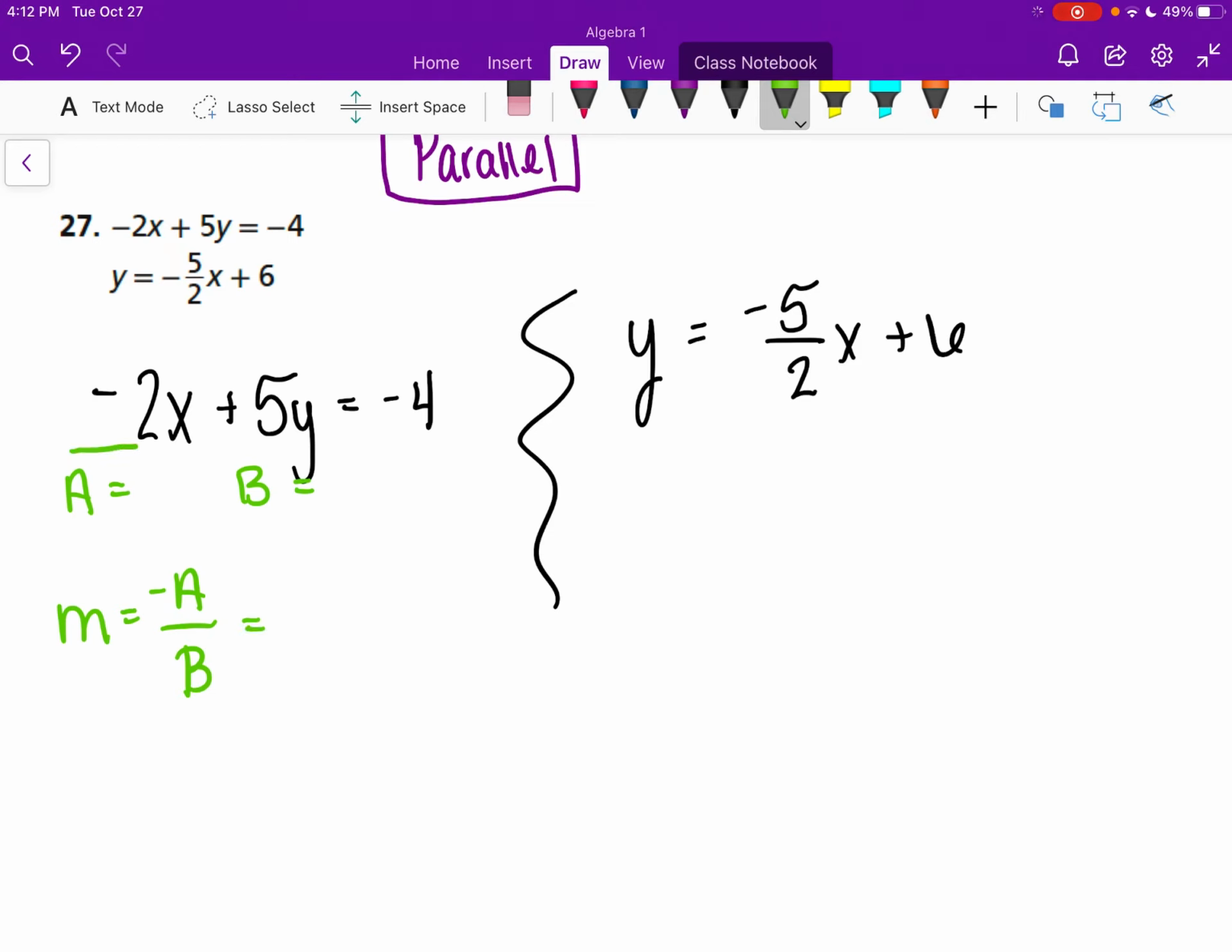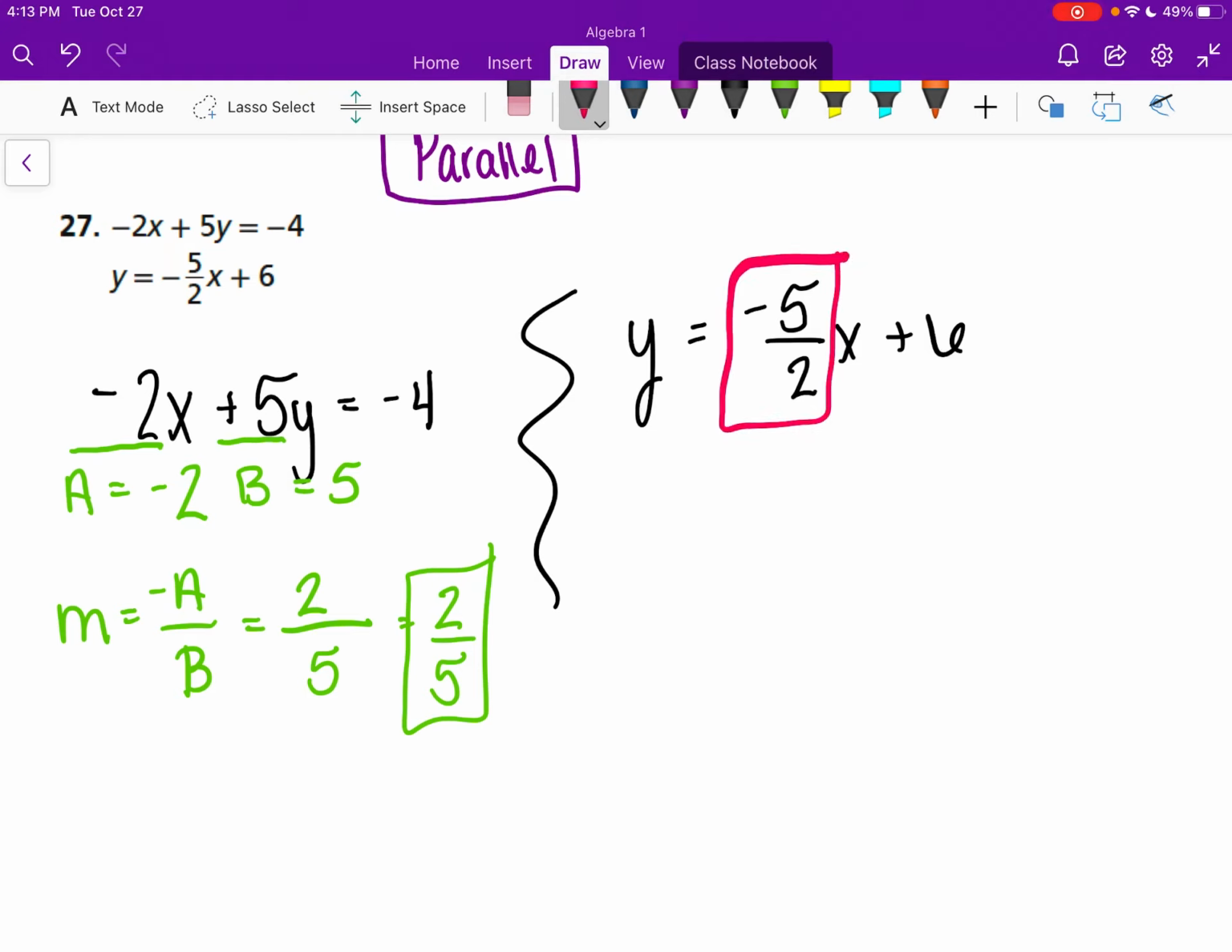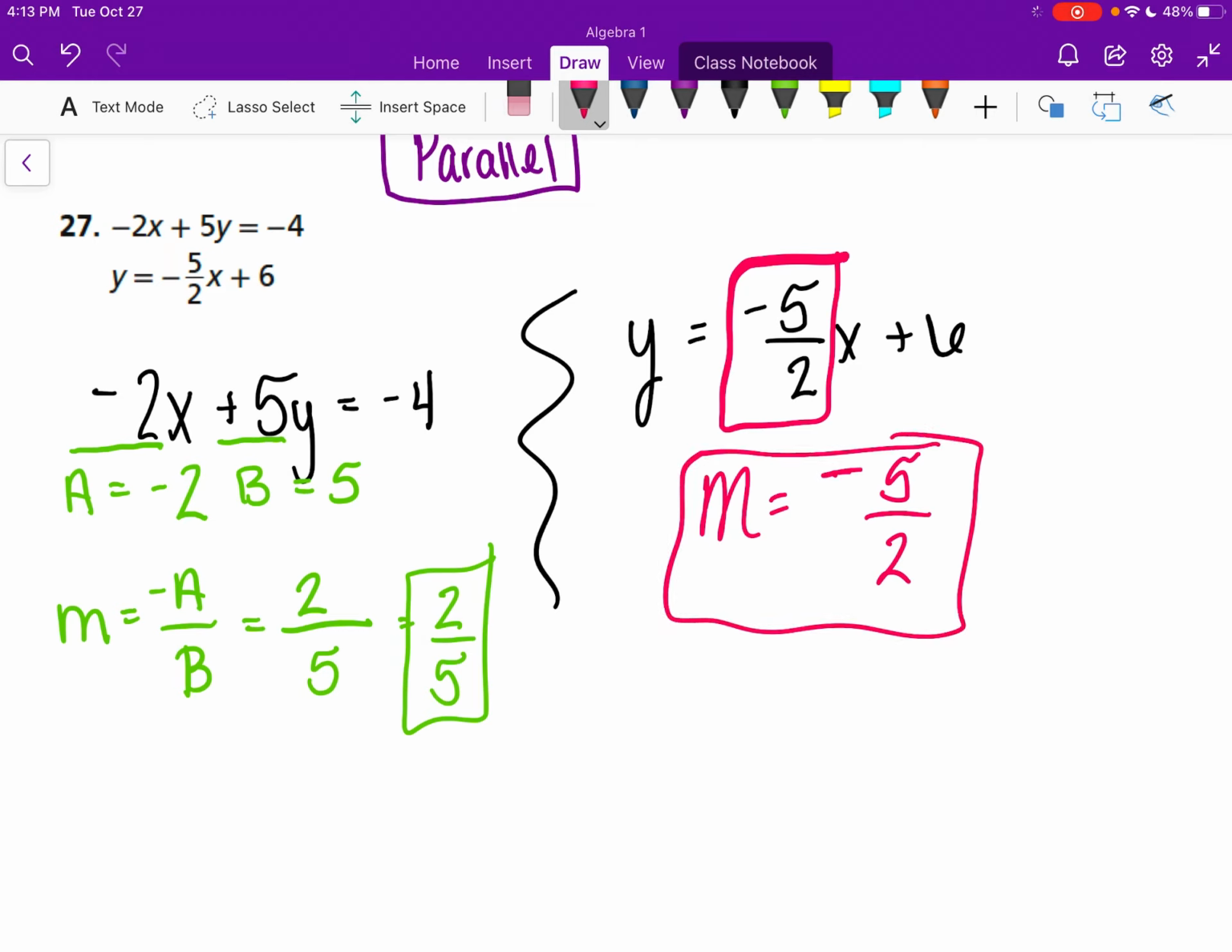The a value is the number in front of x, that's -2. The b value is the number in front of y, that is 5. So if I put that together, -a means opposite a. If the a is -2, I do the opposite, that is 2. The b value is 5. So my slope is 2/5. Let's find the slope of the next one. This is in y equals mx plus b, slope-intercept format, so the number in front of the x is the slope. Here, the slope is -5/2.